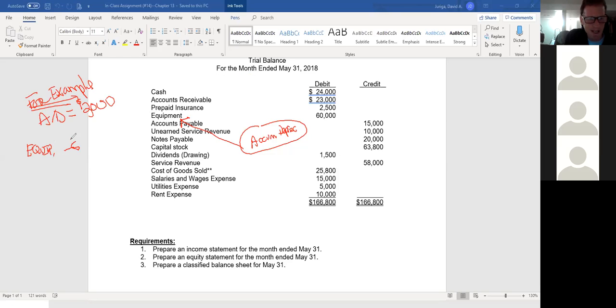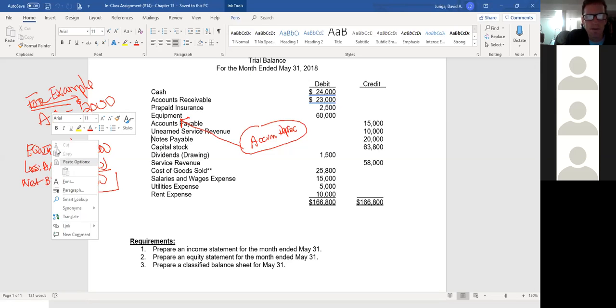Equipment was at 60,000. And then you'd want to say less the accumulated depreciation of 2. And you'd want to show 58,000 as your net equipment here. That's your net book value. All right. So you'd want to actually have this calculation drawn up.